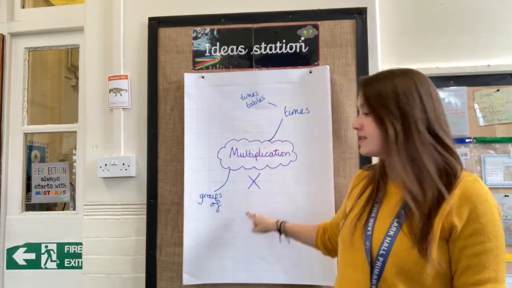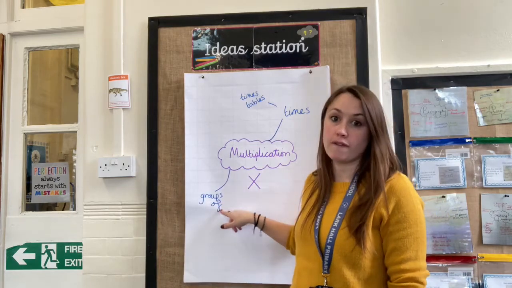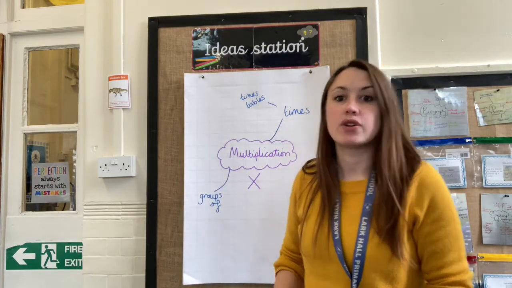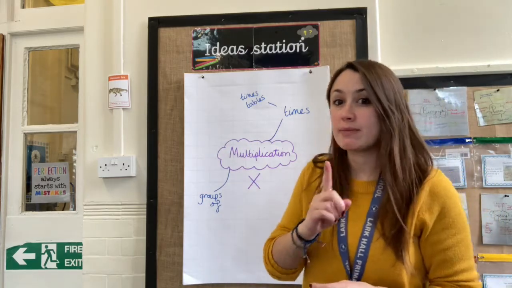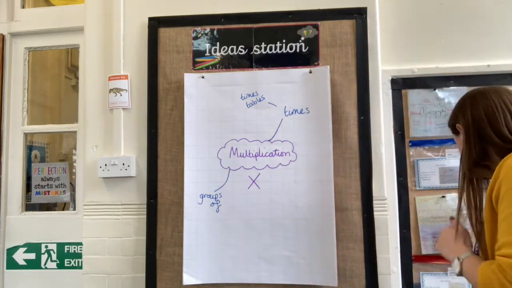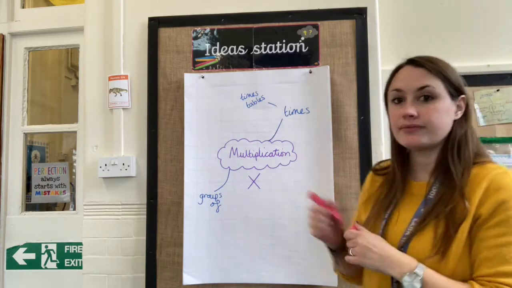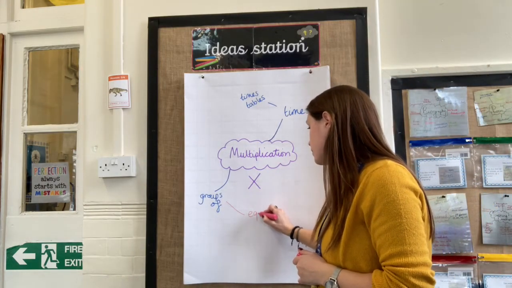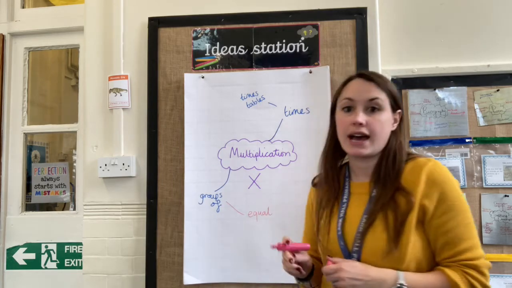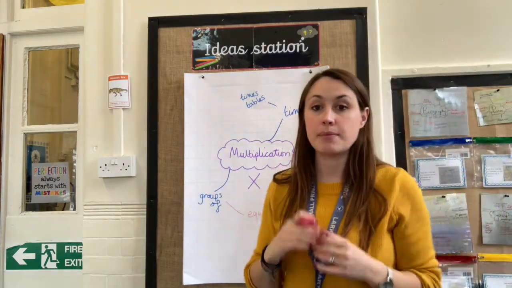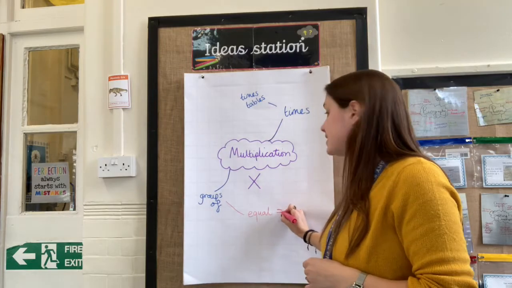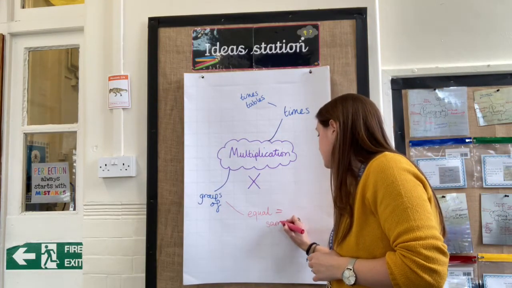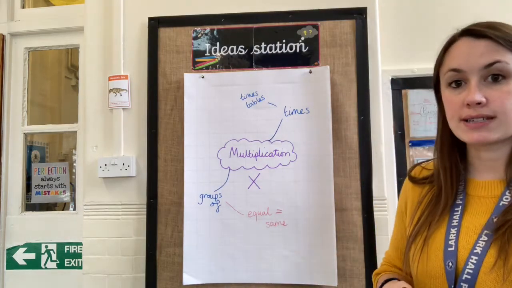And we firstly think of it as groups of numbers, okay? Groups of numbers. So when you've got equal groups, that's a really important word, the word equal. I might write that down. So these groups need to be equal. And the word equal means the same as. So I'll just show you an example.